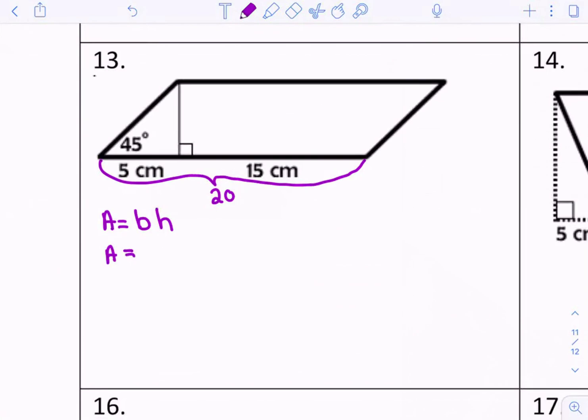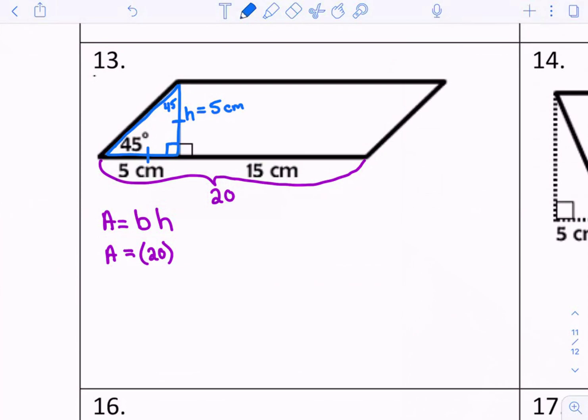But they don't give us a height measurement, so we're going to have to figure that out. Luckily, they do give us an angle of 45. So that means in this little triangle, Miss Murphy, if they give us that 45, and this is a 90-degree angle, then this must be a 45, 45, 90 triangle. What do I know about the two legs here, since there are two congruent angles? They are also congruent. So now we know that our height is 5.